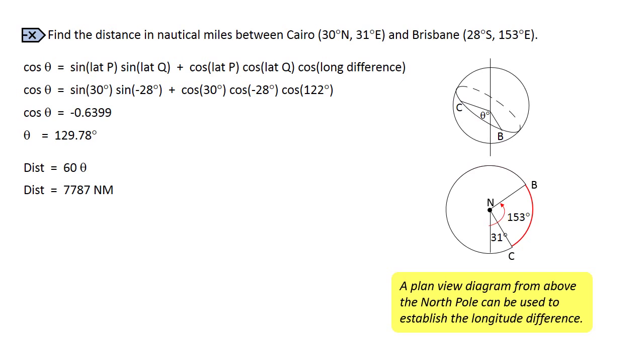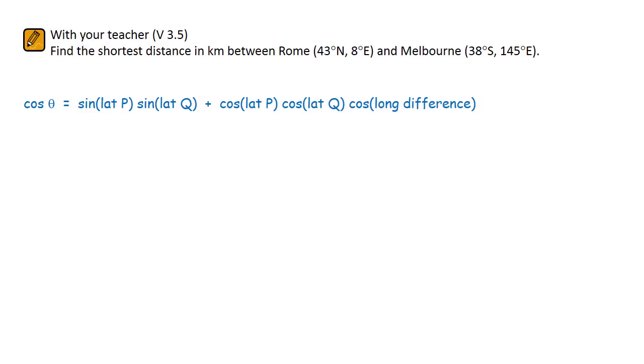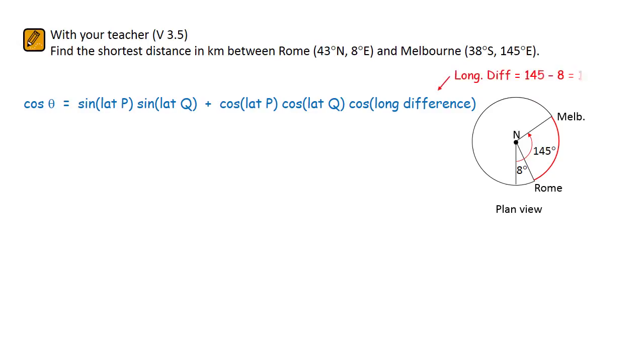It's probably best if we do a couple of these examples for ourselves. The first is the distance between Rome and Melbourne. Here's the formula. We have the latitudes, but we need to find out the longitude difference, which can be found using a plan view. Rome is 8 degrees east of the prime meridian, and Melbourne is 145 degrees east of the prime meridian. This is the angle that we need, and it can be found by subtracting the two longitudes. The longitude difference is 137 degrees.